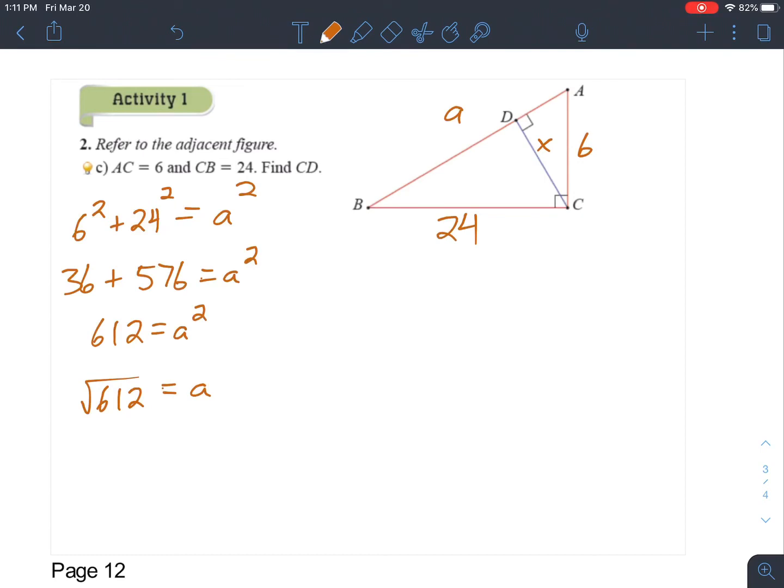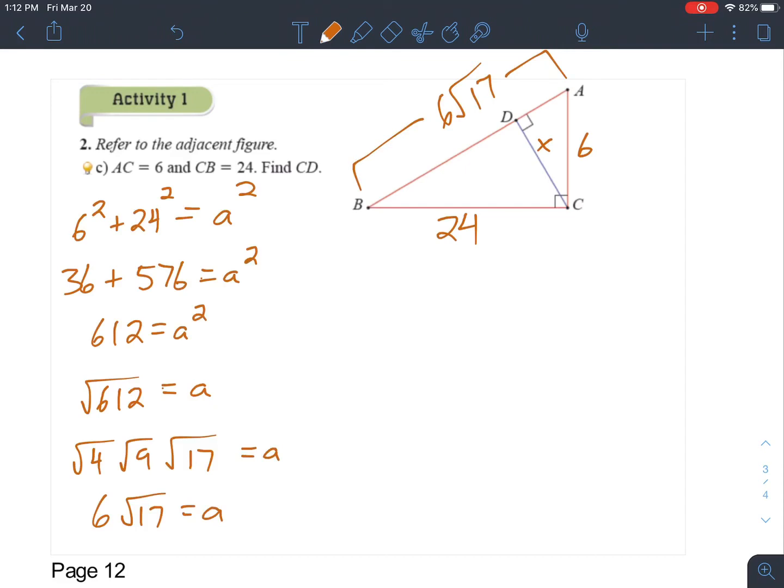And 612 does not simplify well. Just so you are aware, if we do try to simplify it, we can break that up into square root of 4, square root of 9, and square root of 17. So we're going to get 2 times 3, so 6 root 17. Not sure if that's really going to help us, the fact that we simplified that, but we just did. So we're going to roll with it. Okay. Then what we need to do next is, let's see.